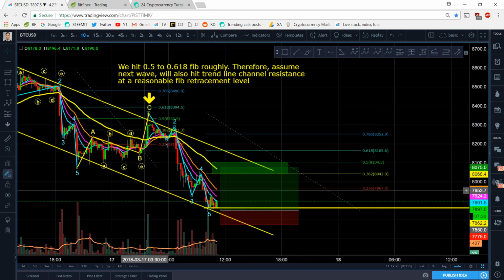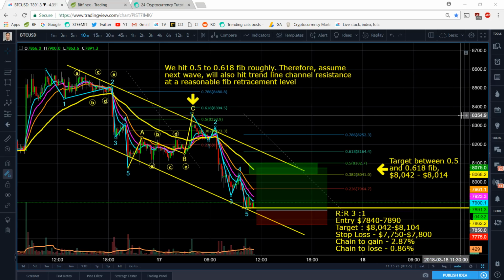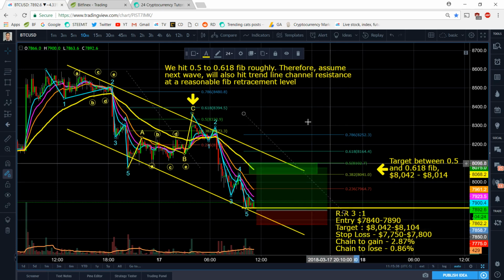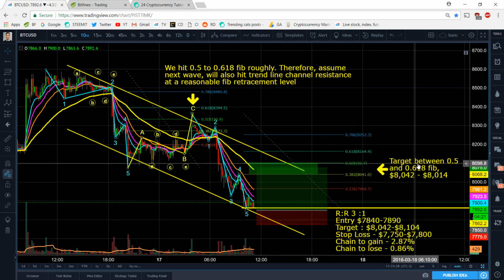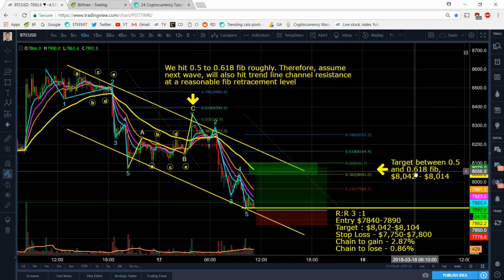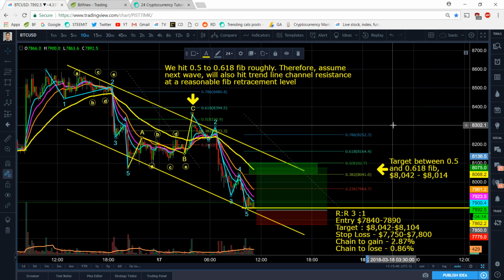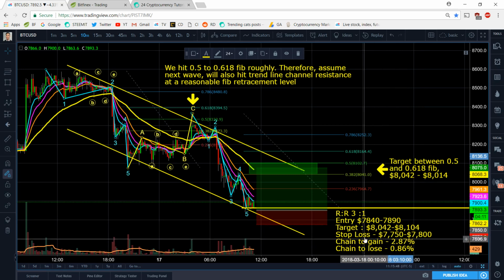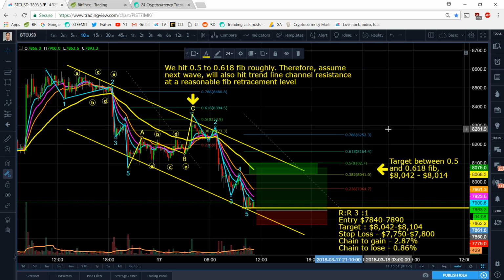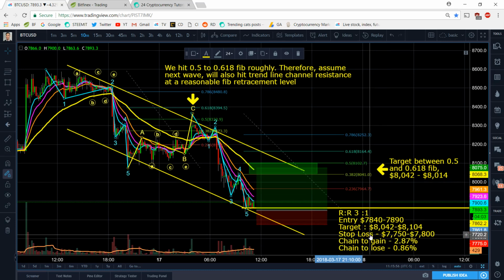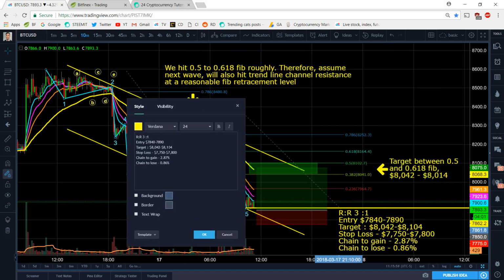I'm actually going to tweet this for people as well. This is a very good setup, in my opinion. You guys have to ask yourself, is this trade worth taking? To some people, it's not even worth it. But basically, what you're looking at is targeting between the 0.5 fib and 0.618 fib, between 80.42 and 80.14. This is it right here, a risk to reward ratio of 3.1. Entry 78.40 to 78.90. Target is roughly 80.42 to 81.04.